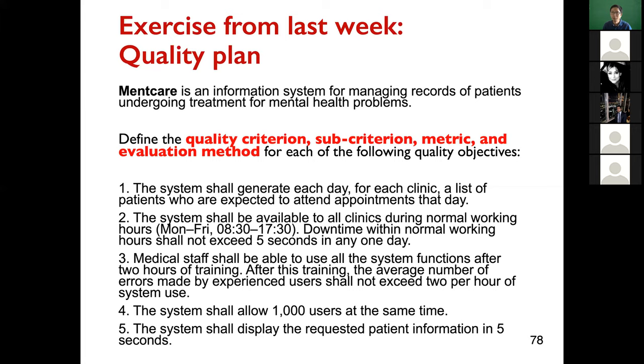So you may have done this exercise, and here we just want to check the results. When you want to evaluate the quality of the software system, you make a quality plan. So how do you make a plan? Usually the practice is you have some quality factors you want to consider, such as a functionality factor or reliability.